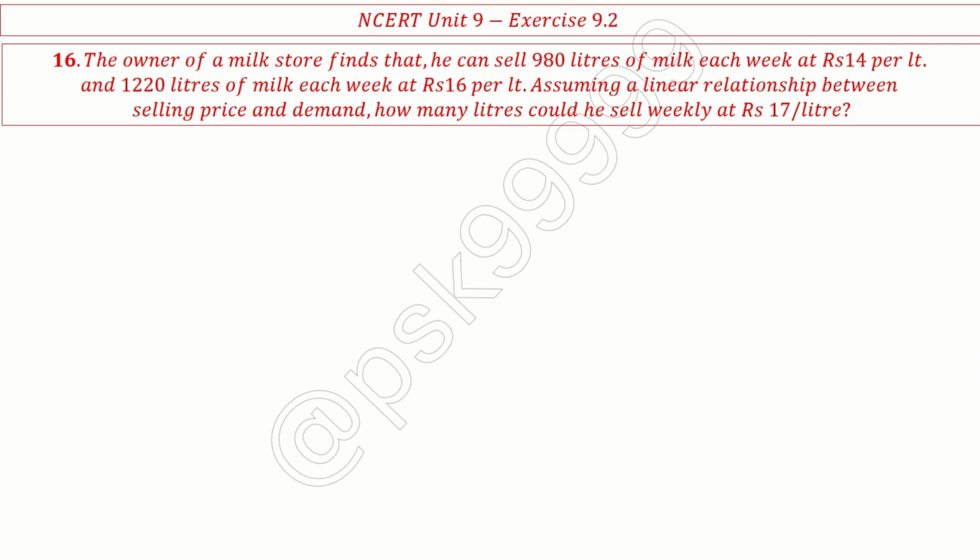The owner of a milk store finds that he can sell 980 liters of milk each week at rupees 14 per liter, and 1220 liters of milk each week at rupees 16 per liter. Assuming a linear relationship between selling price and demand, how many liters could he sell weekly at rupees 17 per liter? This is a good question. You have 2 points actually, and they are asking for a third point given one coordinate.